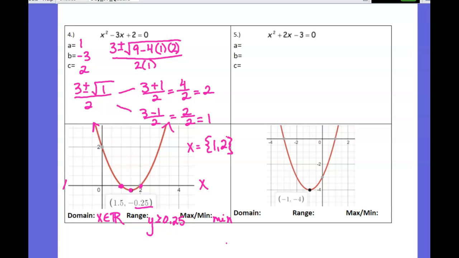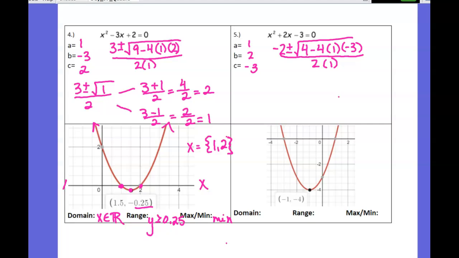All right. Looking at number 5. Again, we're in standard form. We identify our A, our B, and our C. Okay, we're going to put it into the quadratic formula. All right, and we do that by saying negative B, which is negative 2, plus or minus the square root of B squared, which is 4, minus 4 times 1 times negative 3. And that's all divided by 2 times 1.